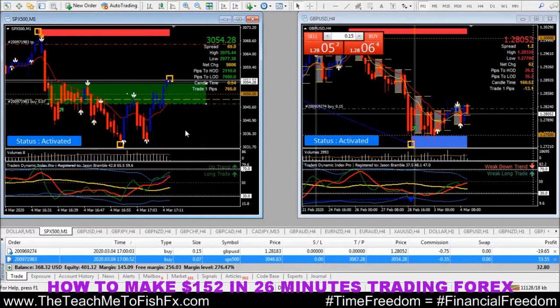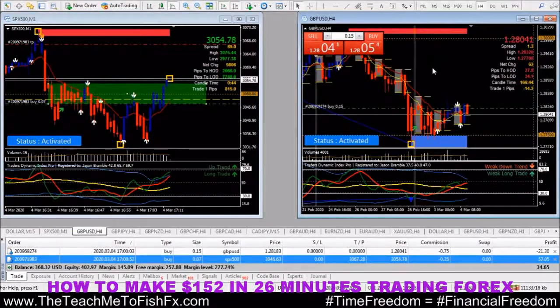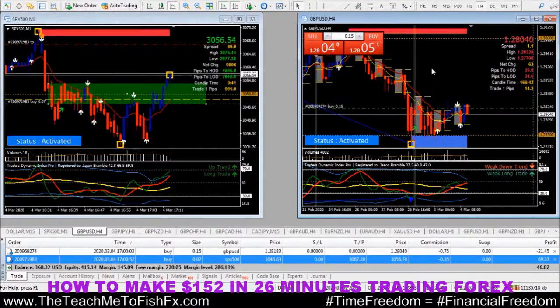I am using my workflow scalping method for the S&P 500. I'm also in a long-term trade for GBP USD. And so I'm just going to show you guys how to grow this account.